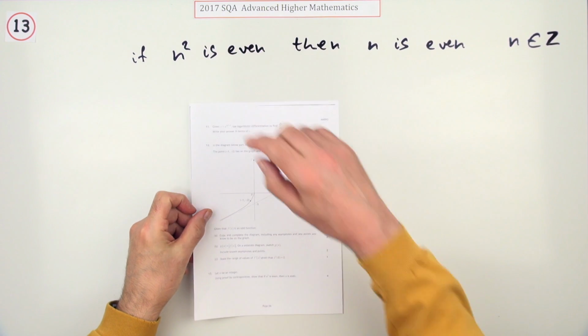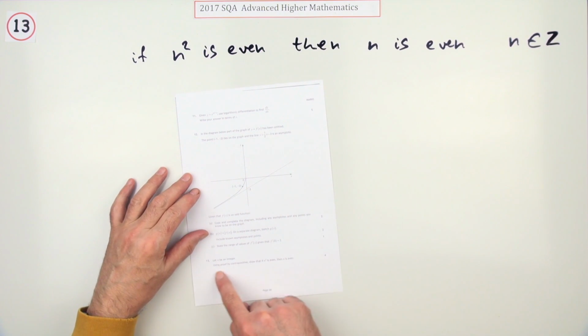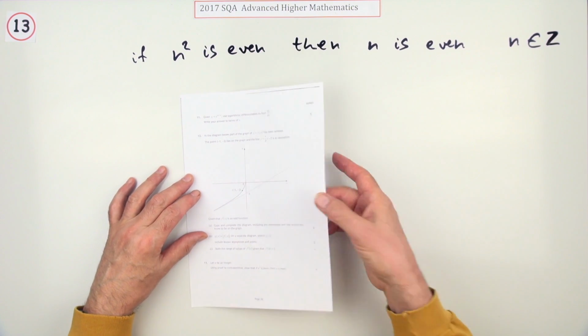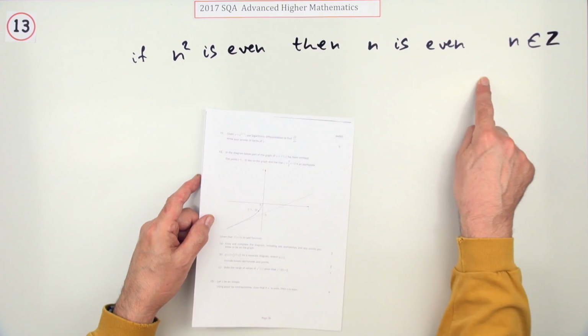Number 13 then from the 2017 Advanced Higher. Here we go, 4 marks for a proof question. Use a proof by contrapositive, so you've got to do it that way. So you've got this statement which you're required to prove.